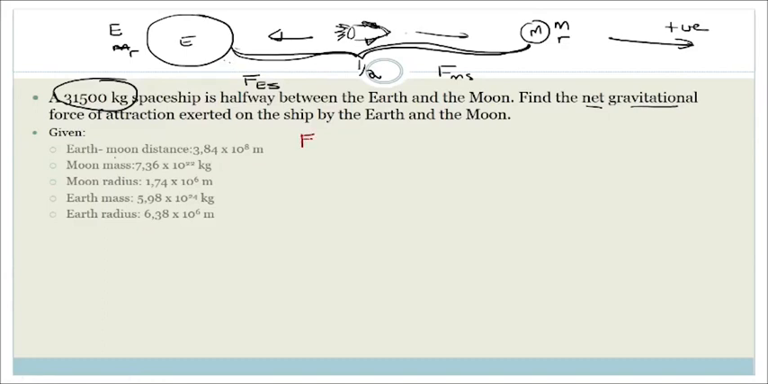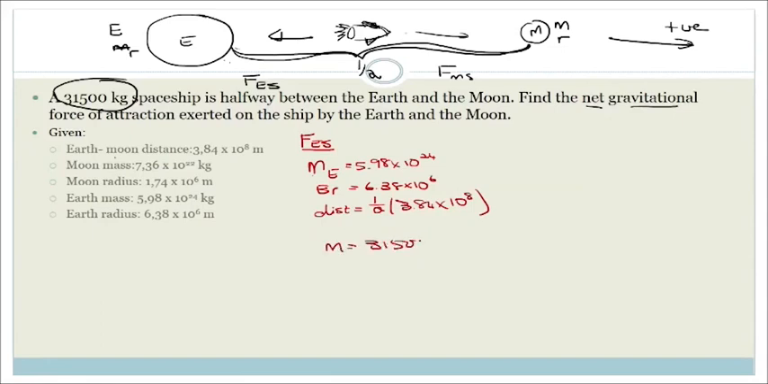So if we're looking at the force of the Earth on the spaceship, what do we need? The mass of the Earth is 5.98 times 10 to the 24. The Earth radius is 6.38 times 10 to the 6. The Earth-Moon distance is 3.84 times 10 to the 8, divided by 2, so the distance is a half times 3.84 times 10 to the 8. We'll work that out in a minute. And the mass of the spaceship is 31,500 kg, and we want to know the force.